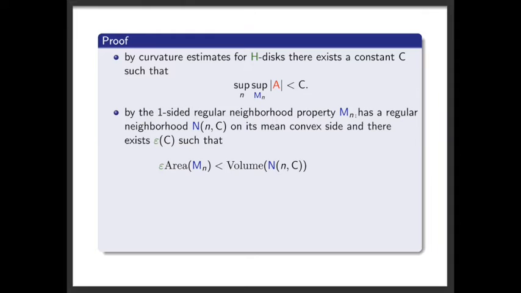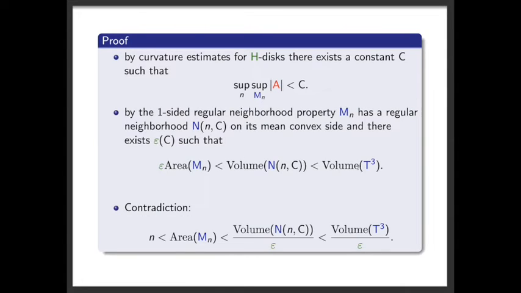Not only do you have this regular neighborhood, but there is a relationship between the area and the volume of this regular neighborhood. But now the volume of the regular neighborhood can be bounded by the volume of T^3, and therefore you get a contradiction when n is large, because the right-hand side of this inequality is fixed.